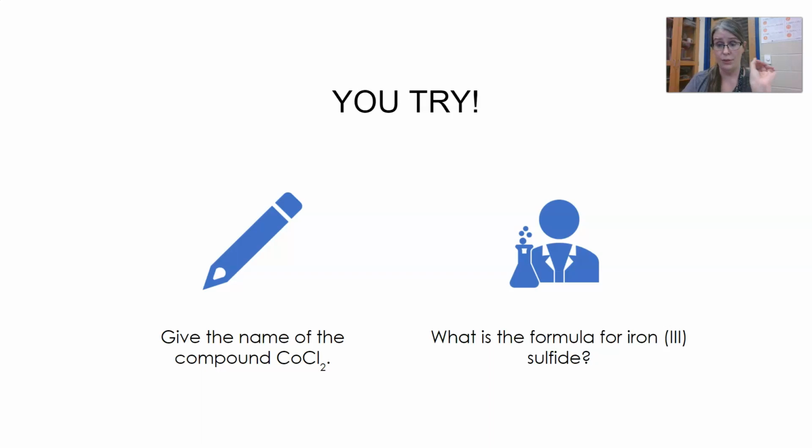Both of them are transition metals. One of them, obviously cobalt is a transition metal, so you'll need to figure out the Roman numeral in the name. The other one is obviously a transition metal because there is a Roman numeral in the name. So I'm going to give you a minute or two to pause this and try it, and then check your work.